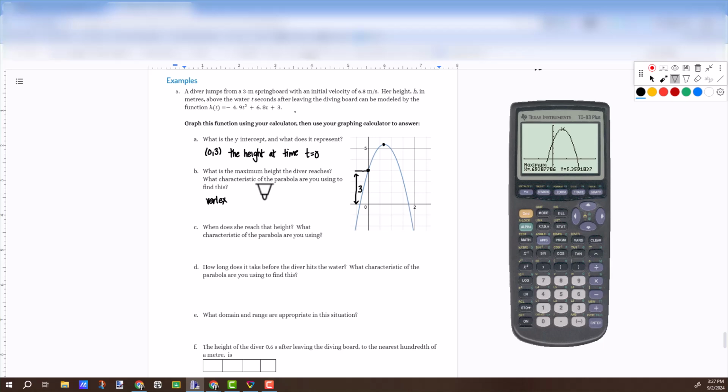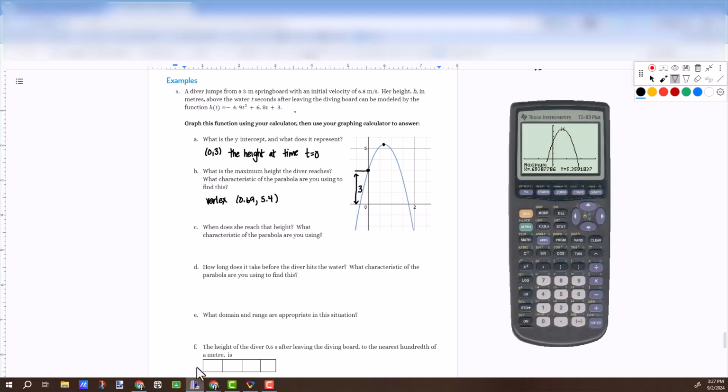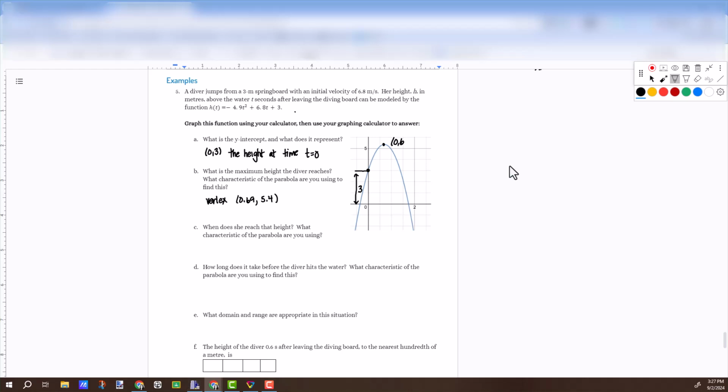But it says, what is the maximum height the diver reaches? Well, that vertex as a point is 0.69 to 2 decimal places. And the height is 5.4 to 1 decimal place. So let's look at that again on the calculator. So 0.69 and 5.4 because that 5 rounds that 3 to the 4. Okay, so let's type that in there.